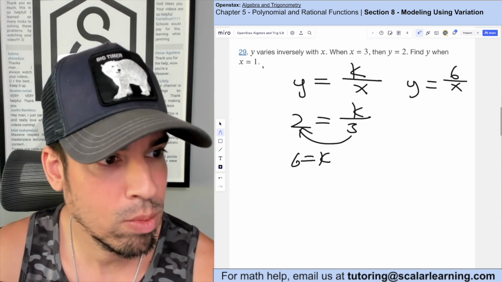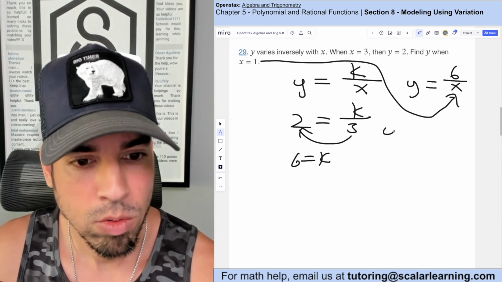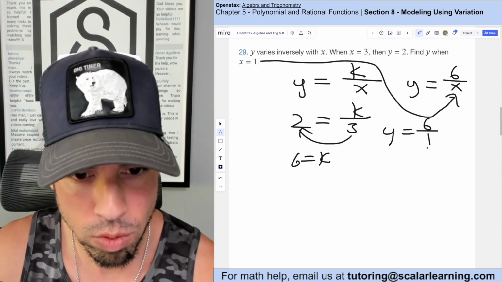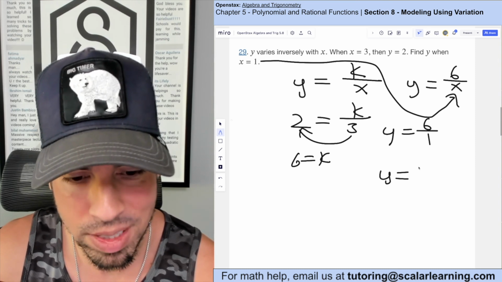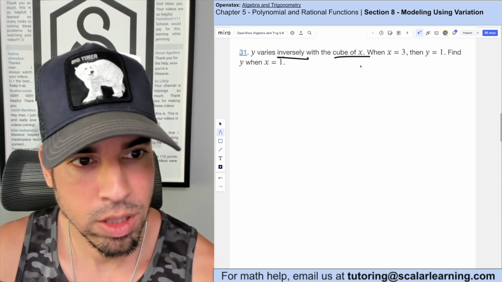And then it says find y when x equals 1. So now in this equation, we plug and chug. We plug 1 in there, y equals 6 over 1, which means y simply equals 6. Boom, done.